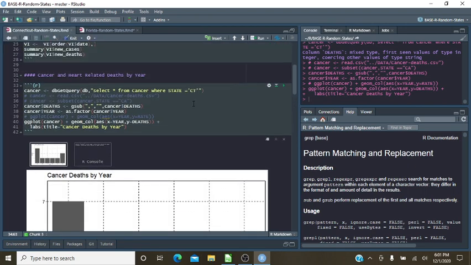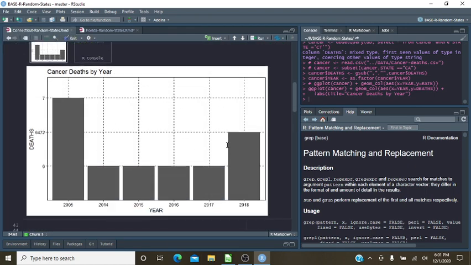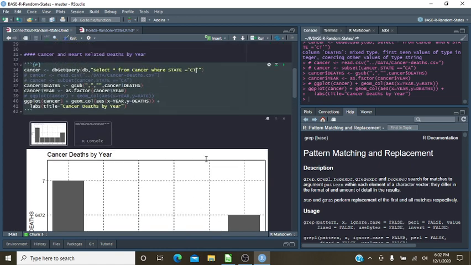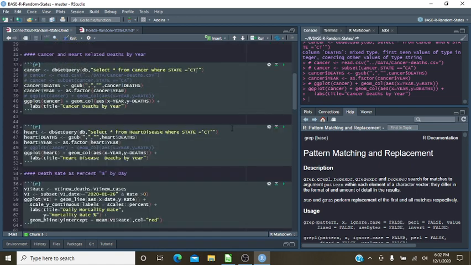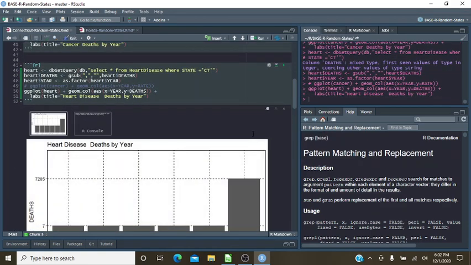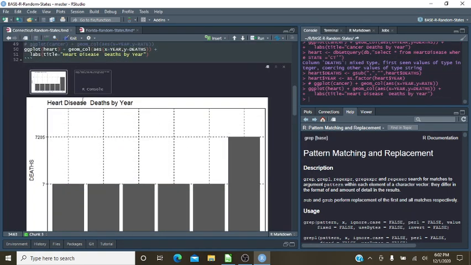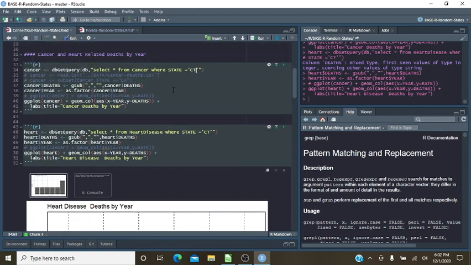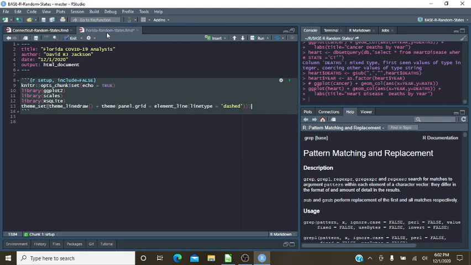Okay, these are cancer deaths by year. Okay, Connecticut actually did pretty good. It had a long string of very few cancer deaths, which is hard to believe. Okay, these are heart disease. Interesting. Connecticut, okay. Now we got that fixed. Let's come back over here to Florida then.